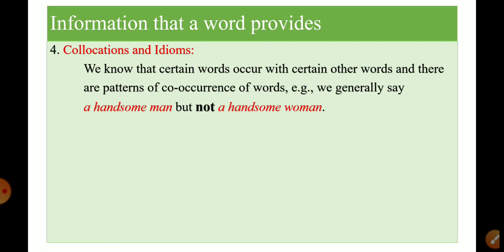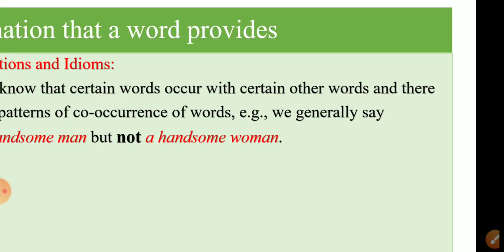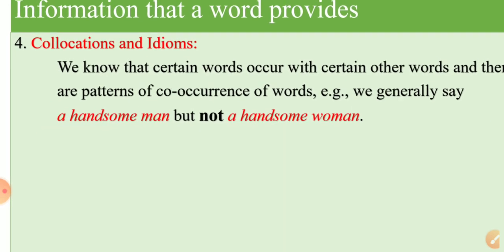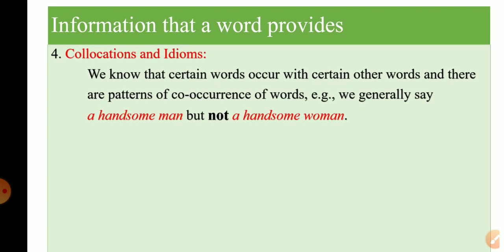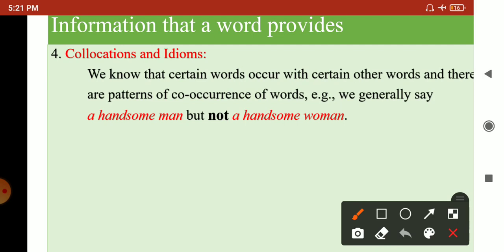Then, words also give you information regarding collocations and idioms. We know that certain words occur with certain other words. That is called collocation. Certain words go with certain other words and there are patterns of co-occurrence of words. That is, certain words occur in the company of certain other words.